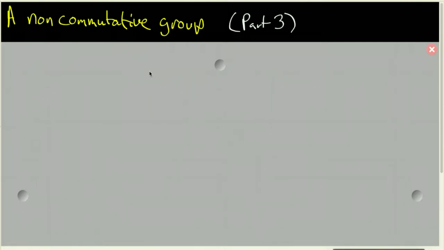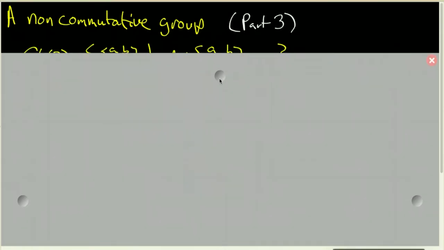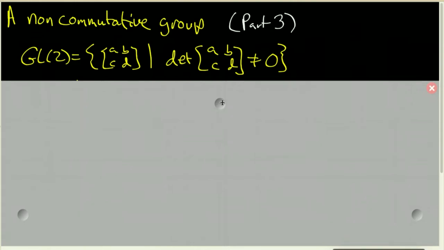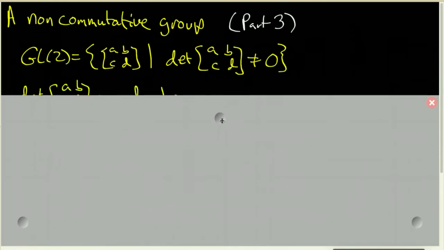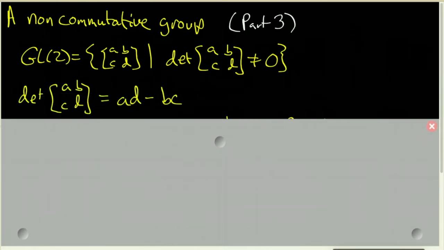In this video, we're going to continue looking at GL2, which is the set of 2 by 2 matrices that have determinant equal to something other than 0. The determinant, of course, of a 2 by 2 matrix is given by this formula. It's very easy. You simply multiply the elements on the main diagonal and you subtract off the product of the elements on the off diagonal. It's worth noting that determinants of larger sized matrices are not that easy.